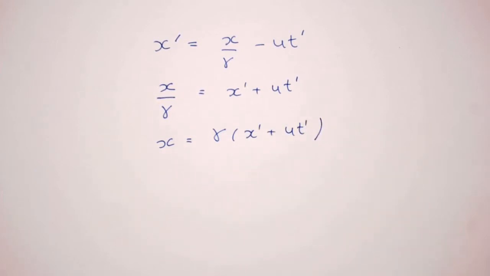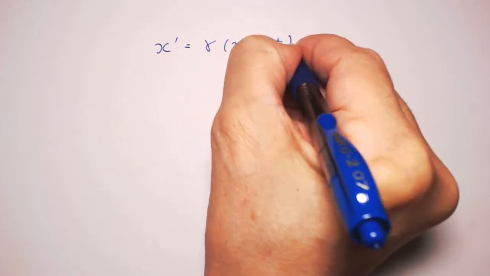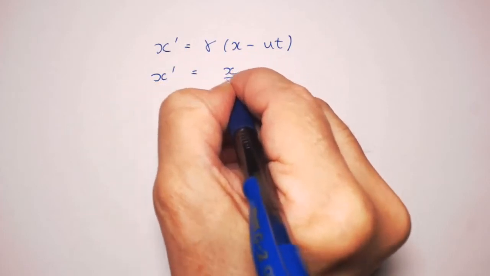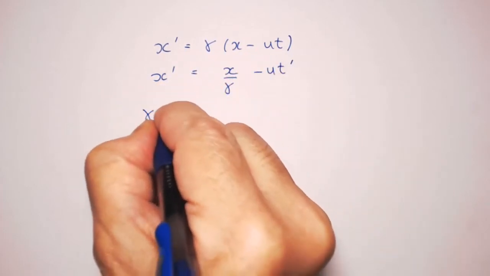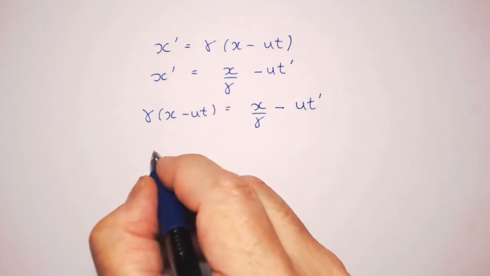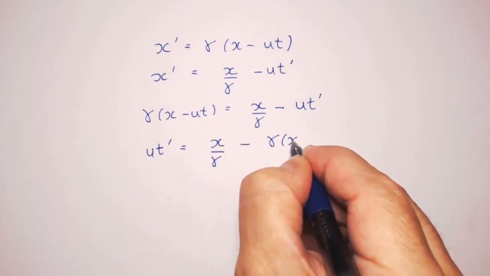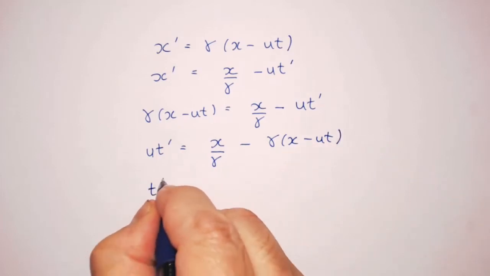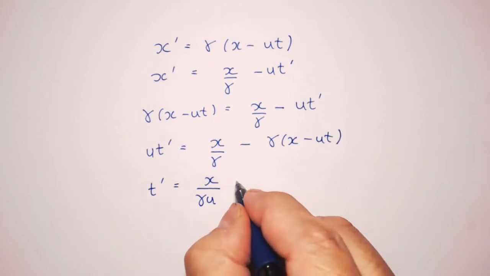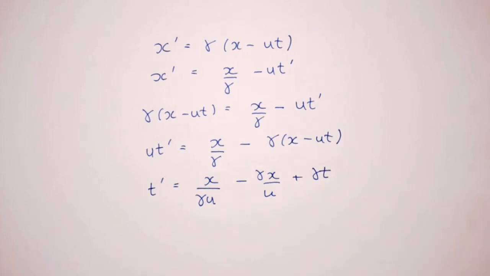Now we find the Lorentz transformation for time, that is, t' expressed in terms of coordinates in frame S. We know from the forward transformation that x' is equal to gamma into x minus ut, and also from deriving the inverse transformation that x' is equal to x upon gamma minus ut'. Hence gamma into x minus ut is equal to x upon gamma minus ut'. Now solve for t'. Add ut' to both sides and subtract gamma times x minus ut from both sides. So ut' is equal to x upon gamma minus gamma into x minus ut, and divide by u to get t' is equal to x upon gamma u minus gamma times x upon u plus gamma t.